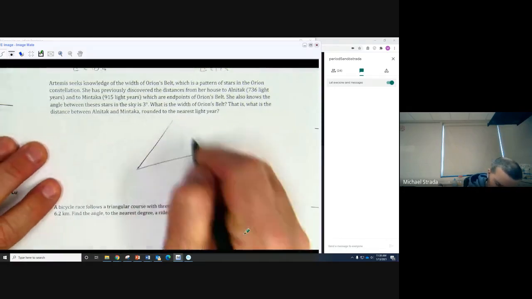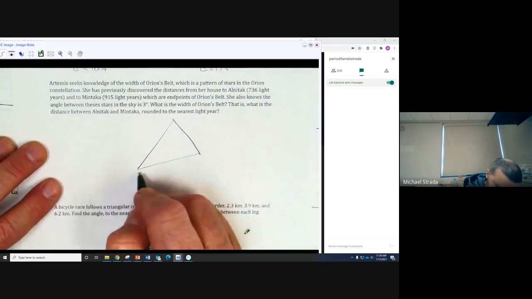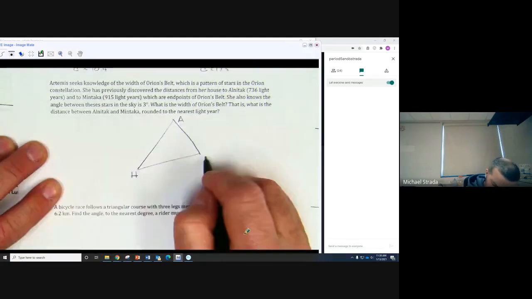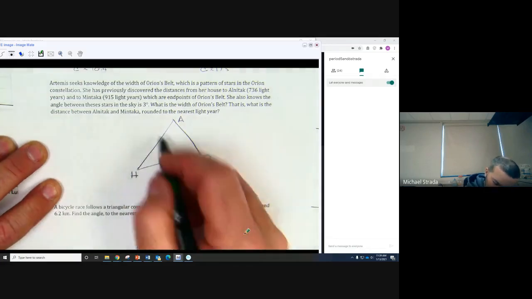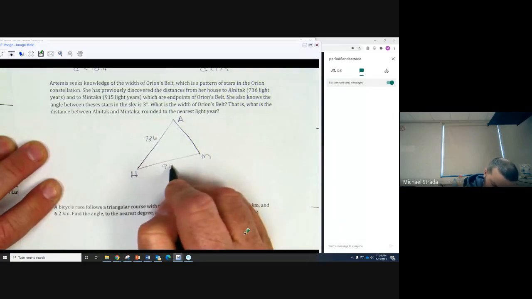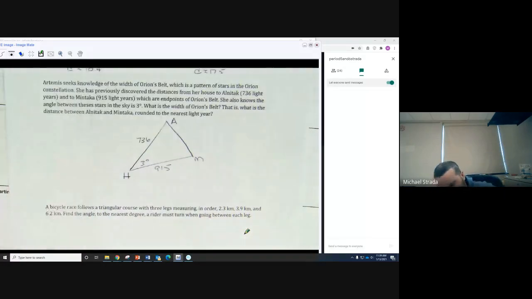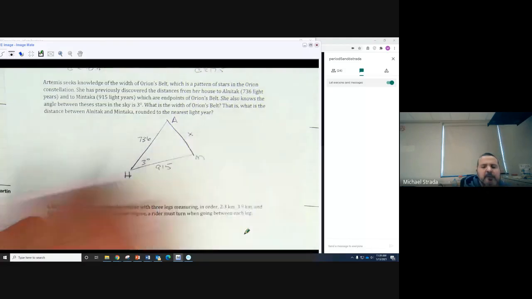All right, so we start with a triangle. Doesn't need to be drawn to scale. All right, this is Artemis's house. This is Alnitak, and that is Mintaka. They say the distance from her house to Alnitak is 736 light years. The distance to Mintaka is 915 light years, and the angle between them is 3 degrees. Again, you don't have to draw it perfectly 3 degrees. And we're trying to find the distance on the opposite side.